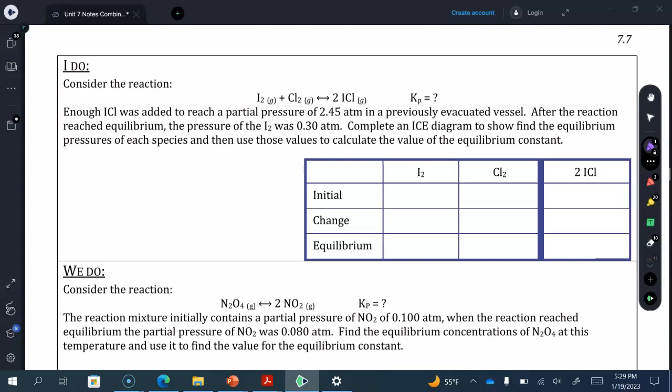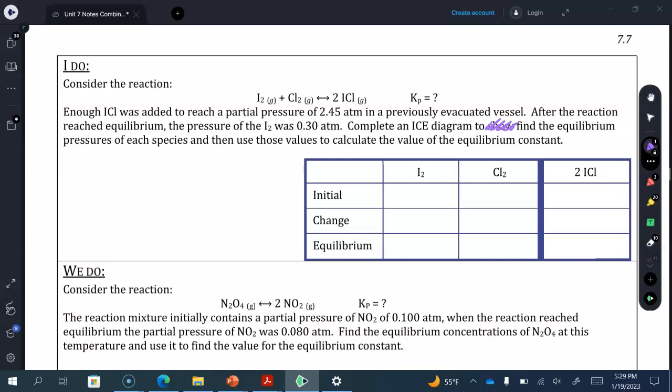So consider the reaction given. Enough ICl was added to reach a partial pressure of 2.45 atmospheres in a previously evacuated vessel. After the reaction reaches equilibrium, the pressure of the I2 in the system was 0.30 atm. Complete an ICE table to find the equilibrium pressures of each species and then use those values to calculate the value of the equilibrium constant.